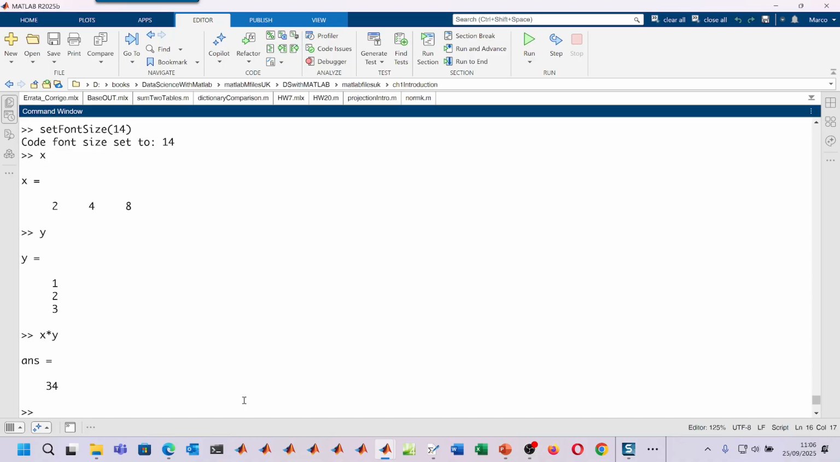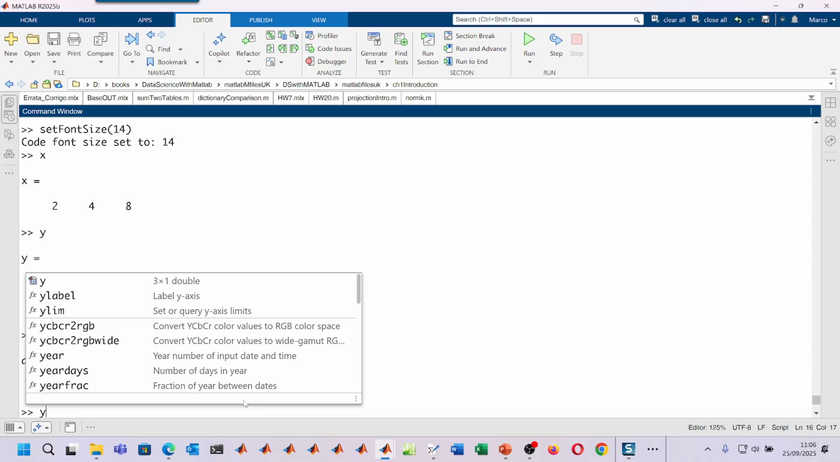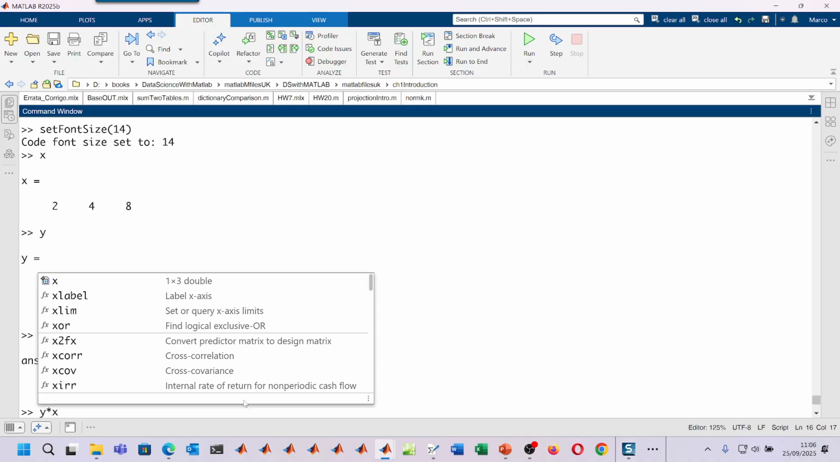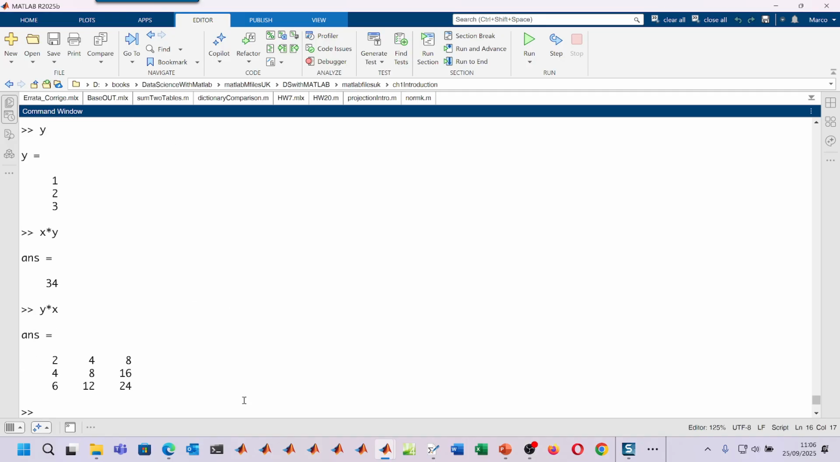34. Yeah. On the other hand, y times x is what? Which dimension? Of course, 3 times 3. Okay? Right? Are all these things clear? So 1, then multiply by 2, 4, 8. Then the second multiplied by 2, 4, 8. Third element multiplied by 2, 4, 8. Okay?